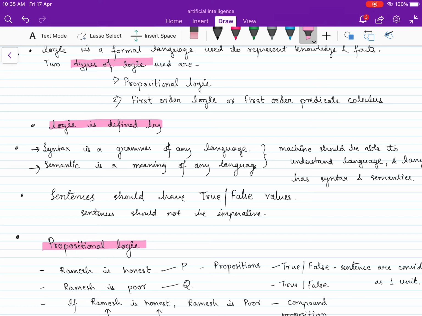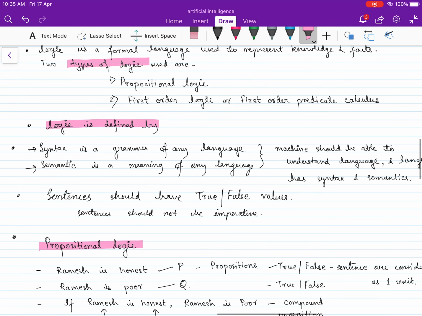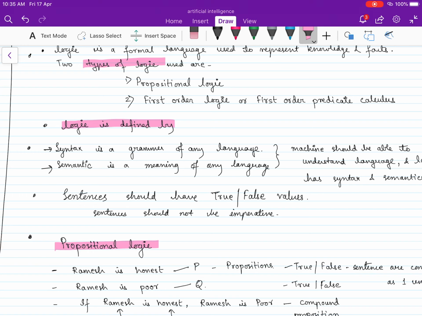It is not necessary that if a sentence's syntax is correct, that sentence will be meaningful. So the sentence should be both syntactic and semantic, so that a meaningful sentence can be formed. The machine should be able to understand the language, and the language should have syntax and semantics. And we have already discussed that logic sentences should have a true or false value, and a sentence should not be imperative.